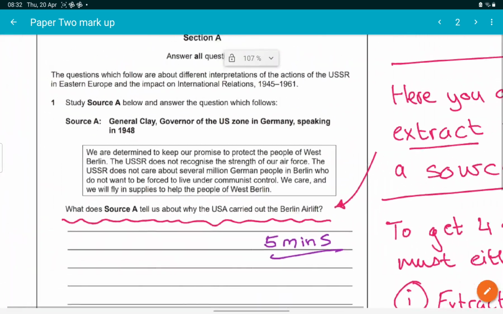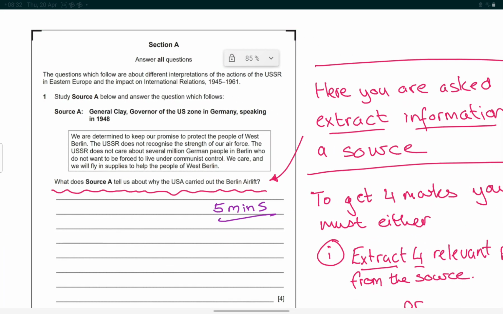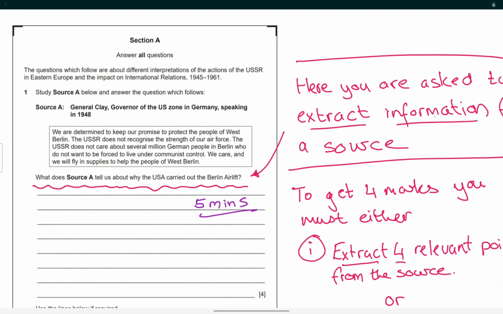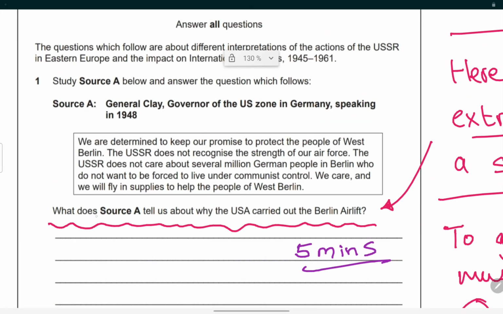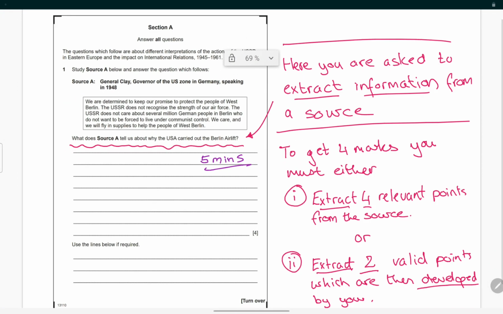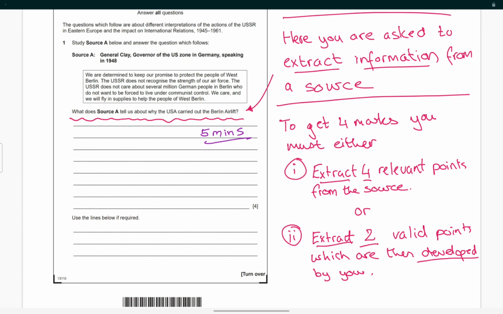The first question, you're asked to extract information from a source. So you're given a source and it says, what does source A tell us about whatever the topic is? And you've got 5 minutes for that one. And there's two ways to get the full marks. You can either extract 4 relevant points from the source, or you can extract 2 points and develop them.